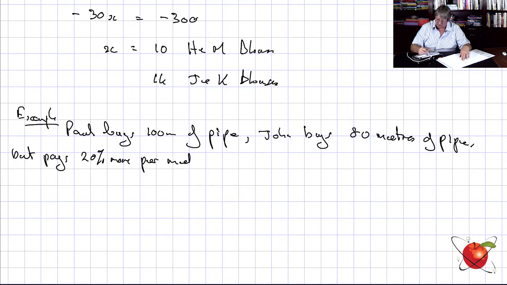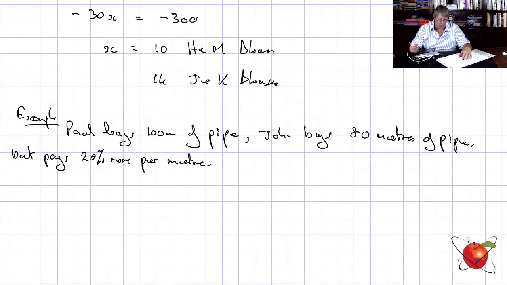Obviously, some things are sold per kilogram, some per meter, some per liter, some per unit, per item. Some are sold per square meter, for example tiles, carpets, roofing, things like that. So you've got to be careful with what you're actually working with as a unit. He's buying piping, paying so much per meter, and he pays 20% more per meter. He obviously got done in. Somebody took him for a ride.